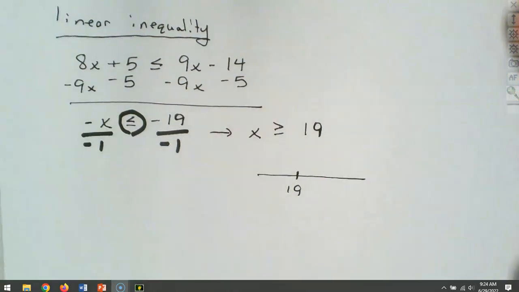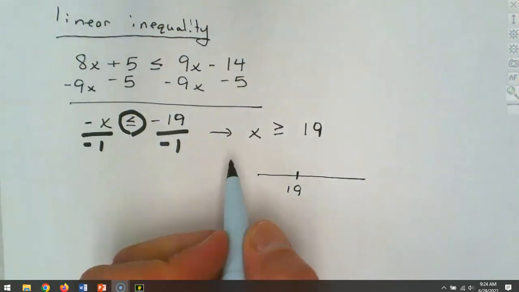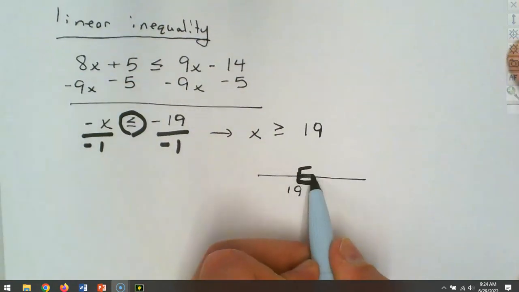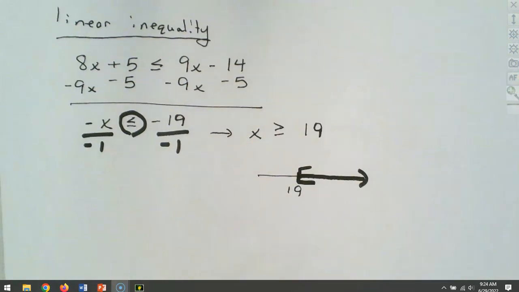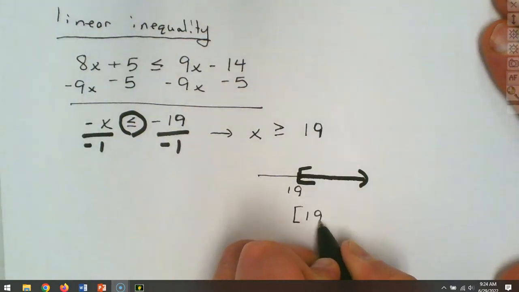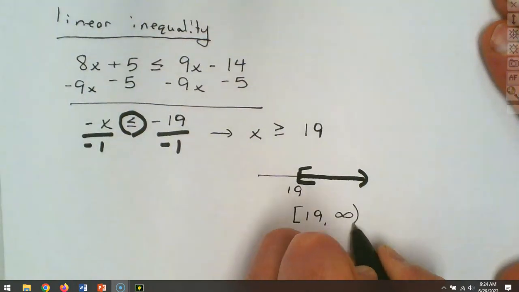And this is saying that x is bigger than 19, bigger than or equal to. So that means we have to use a square bracket. And it's pointing to the right, so we shade to the right. And what does our answer look like in interval notation? Well, it looks like 19 to infinity, right?